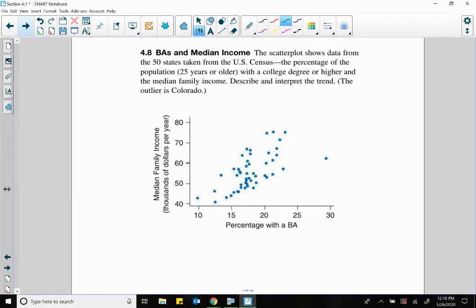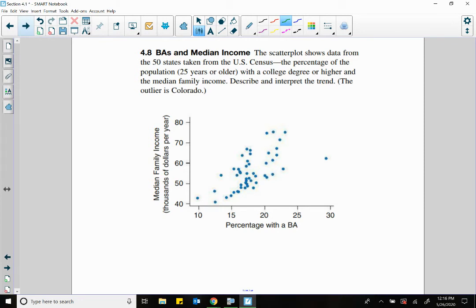Okay, so the scatter plot shows data from the 50 states taken from the U.S. Census. Hey, we just had a U.S. Census that we were working on. This U.S. Census shows the percentage of population 25 and older with a college degree or higher, and the median family income, because those are two things that they ask about in the census. They want to know what is your college degree, and then what is your median family income.